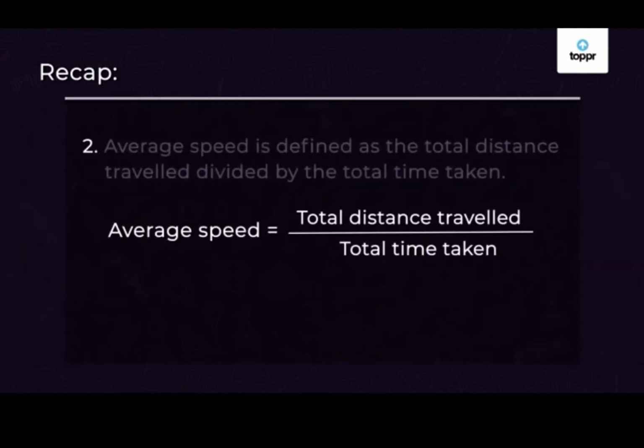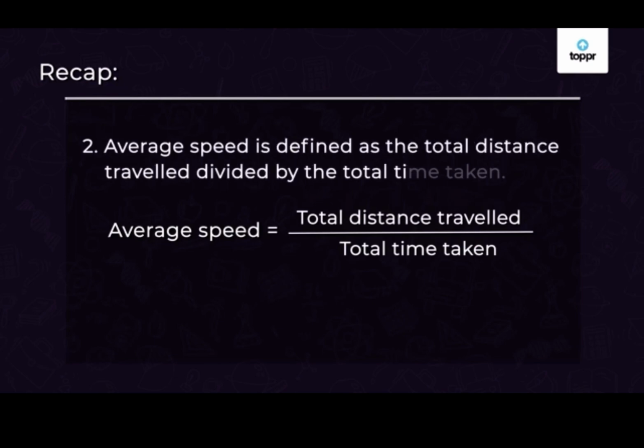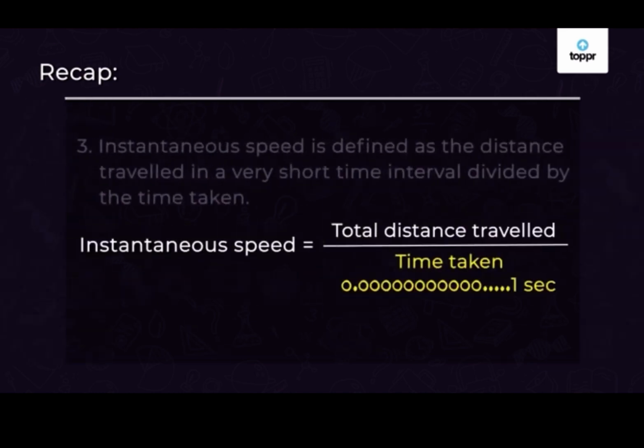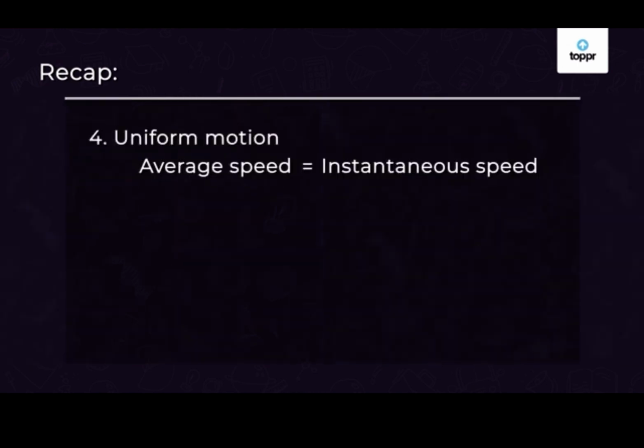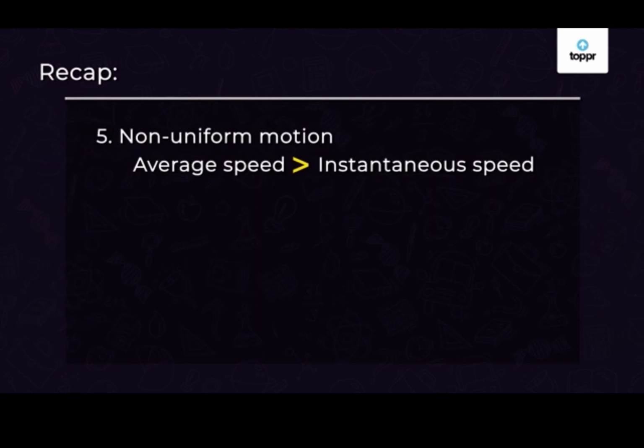We saw that average speed is defined as the total distance travelled divided by the total time taken. Then we learned that instantaneous speed is defined as the distance travelled in a very short time interval divided by the time taken. Finally, we saw that in a uniform motion, the value of average speed and instantaneous speed at each instant is the same. While in a non-uniform motion, no direct relation exists between average speed and instantaneous speed at different instants.